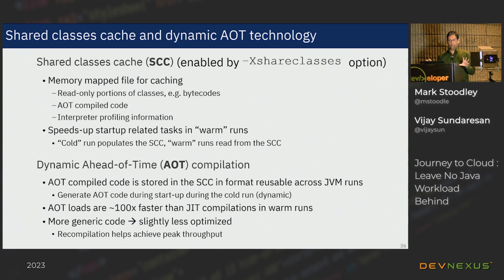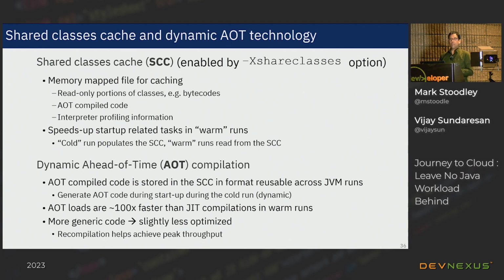So there's this notion of cold run versus warm run. The cold run populates the cache, it's the first run. The warm runs pick up from the cache and start using it. The most important artifact that we put into the shared class cache is the ahead of time compiled code. Ahead of time compiled code differs from JIT compiled code in that it is reusable across different JVM instances.